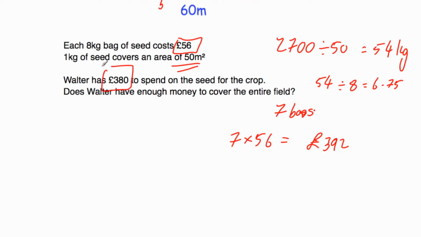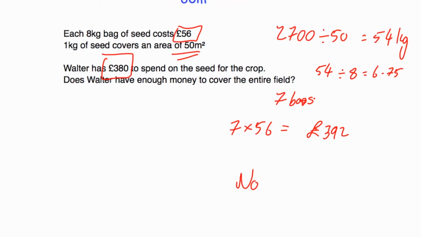He's only got £380, so does he have enough to cover the entire field? The answer is going to be no. He's going to be a little bit short. He could buy perhaps 6 bags and then leave a little bit of field not covered in seed or something like that. Okay, so let's have a look at our next question.